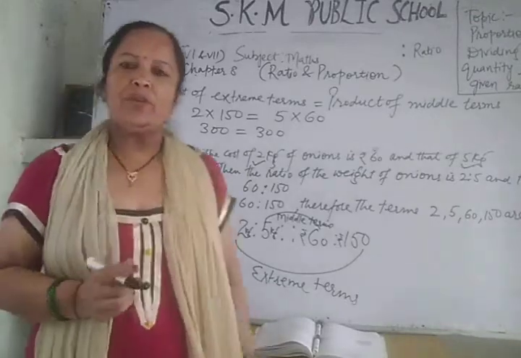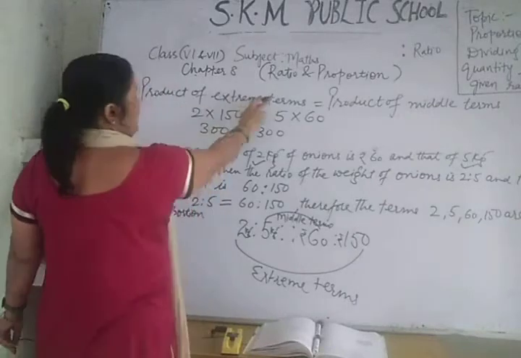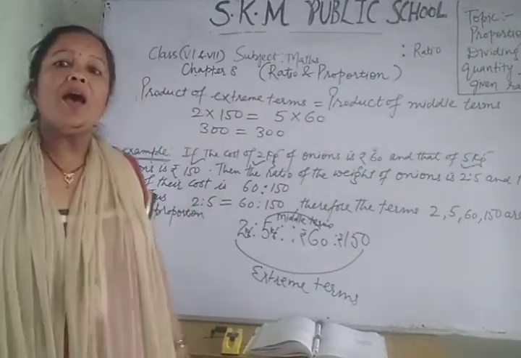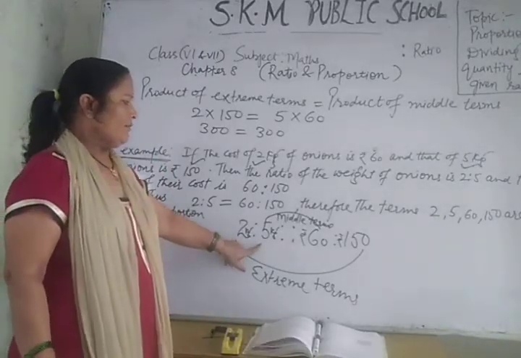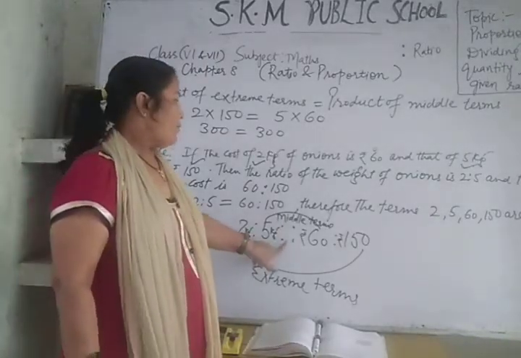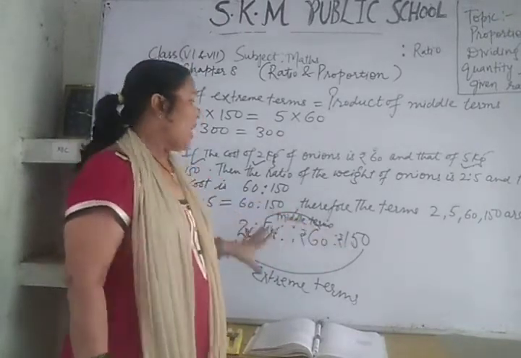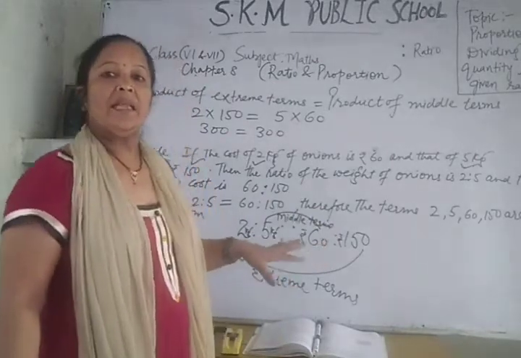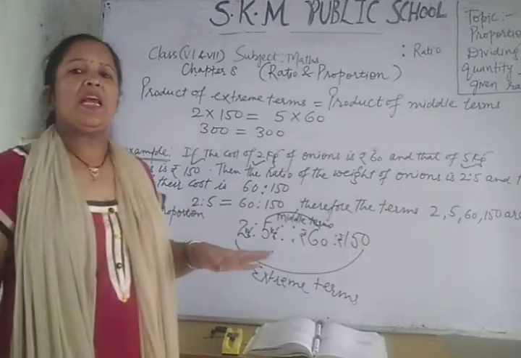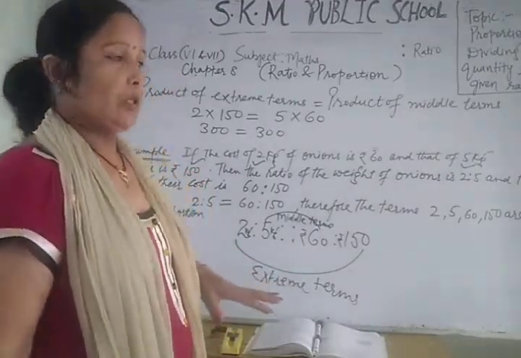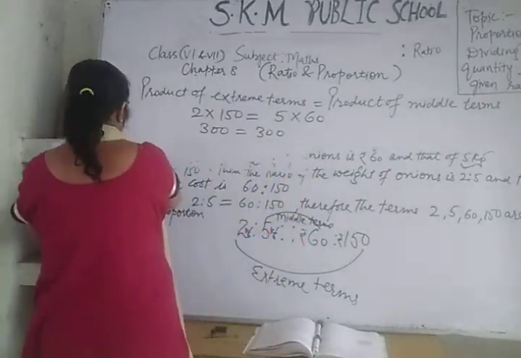So 300 is equal to 300. It means the product of the extreme terms is equal to the product of the middle terms. So we can say that the ratio 2 is to 5 is in proportion to 60 is to 150, or we can say that the terms 2, 5, 60 and 150 are in proportion. Okay, let's take one question here.